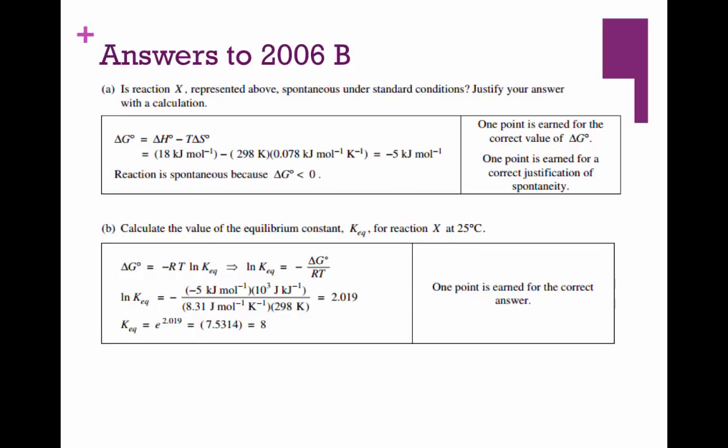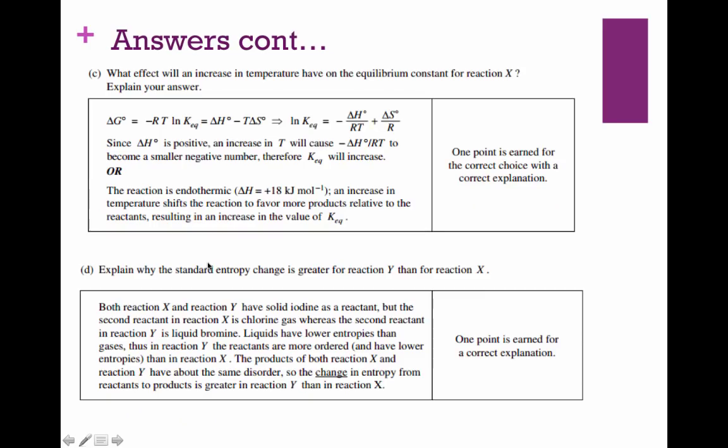So you can use delta G equals negative RT ln K to calculate your equilibrium constant. And then right here, when you're looking at increase in temperature.